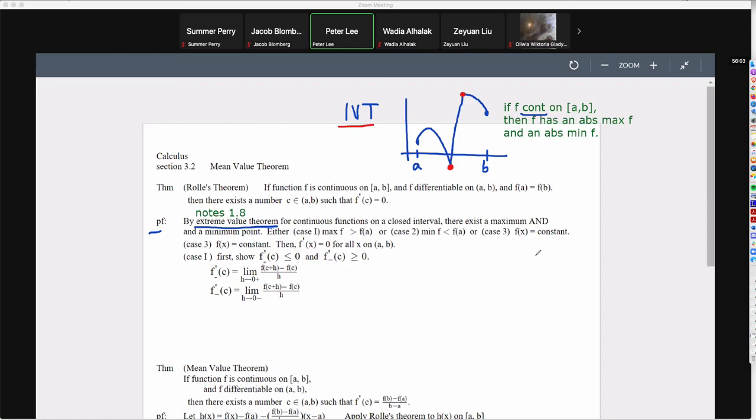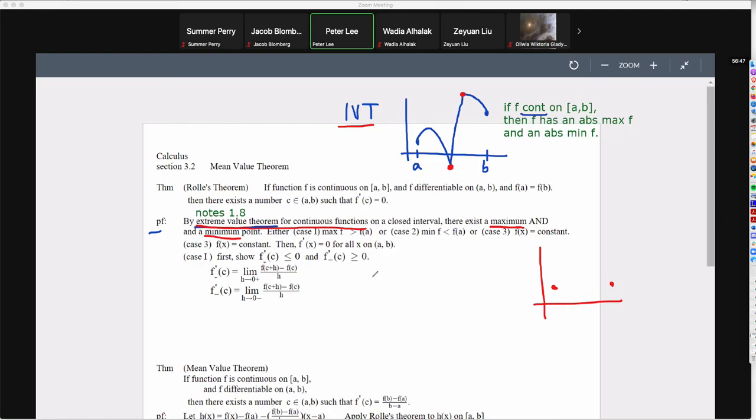Okay, so now we look at this proof here. So let me draw the diagram again. We have 2 points with the same value at A, B. And then we have this. Now, by the extreme value theorem for continuous functions on a closed interval, there exists a maximum and there is a minimum. So if the function is continuous on a closed interval, then the extreme value theorem says that there must be a max and there must be a min.